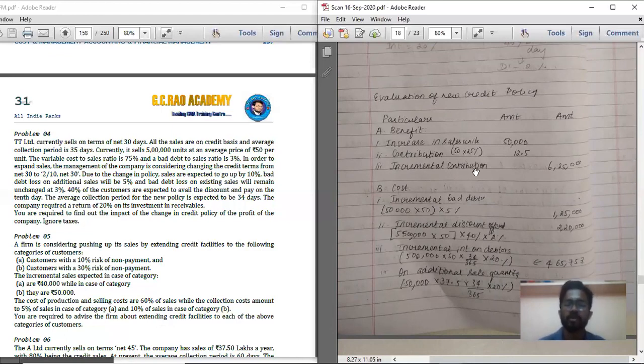And below that, small Roman number 3, incremental contribution. So now multiply it: 50,000 into 12.5 rupees. That is 6,25,000. In the outer amount column, record 6,25,000. Below that, leave one line gap and record capital B, incremental cost.